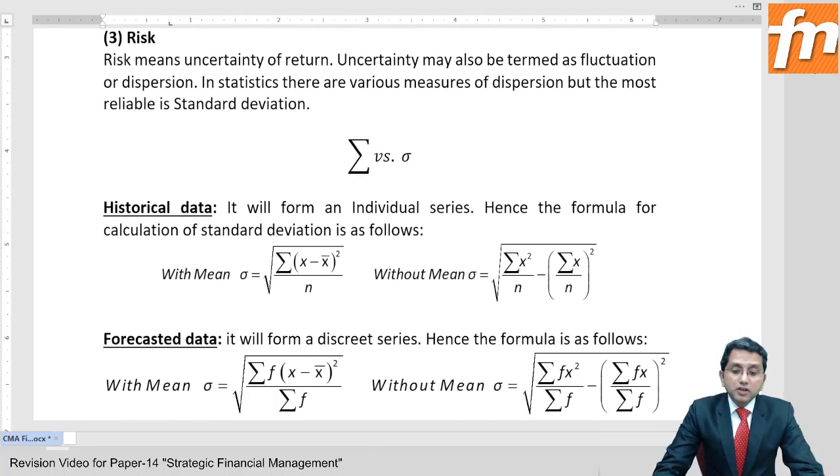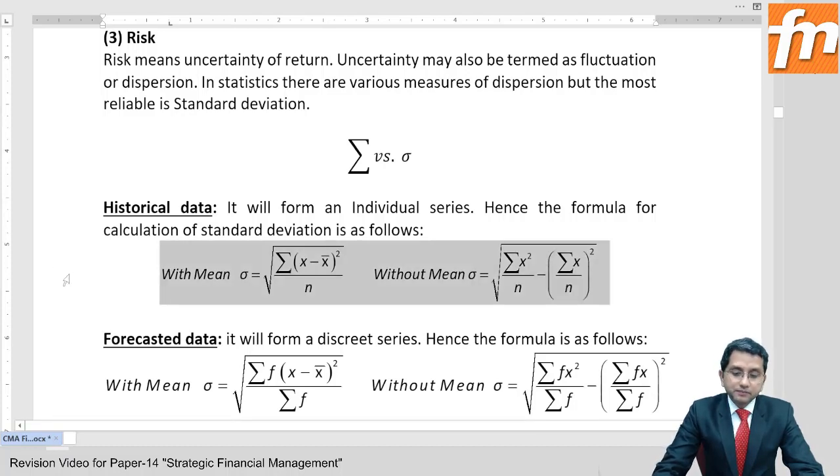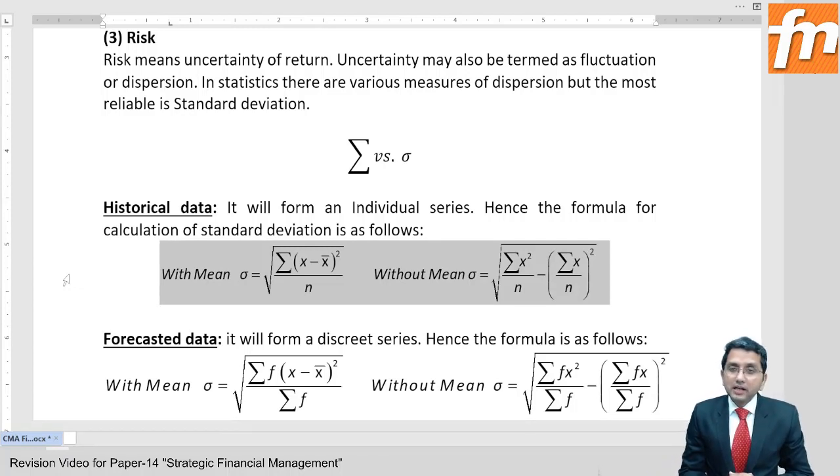Okay. Calculation of standard deviation with historical data. If you're using historical data, it means it is an individual series. And for individual series, there are two ways to calculate standard deviation. One is with mean and one is without mean. If you calculate standard deviation with mean, it is sigma is equal to summation of x minus x bar square divided by n under root.